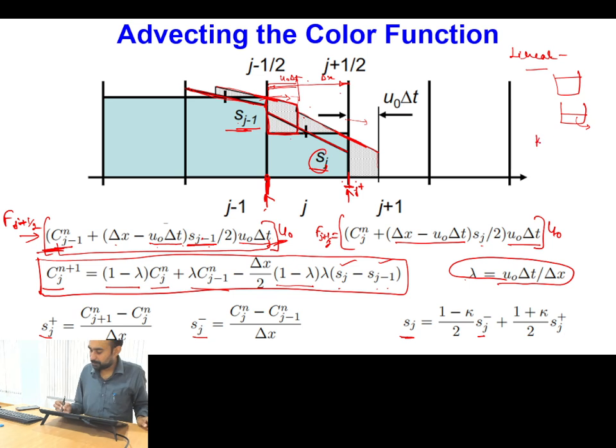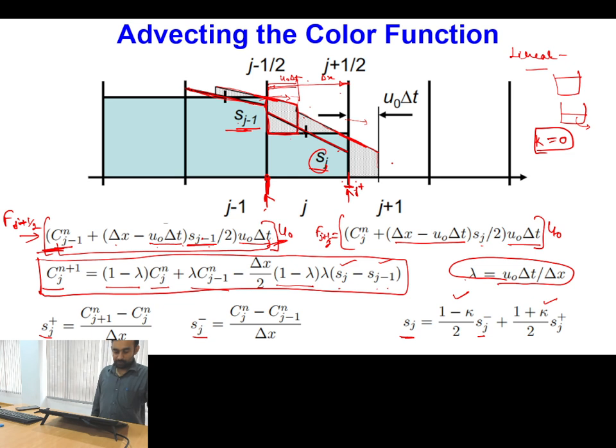So when my kappa is equal to 0, I will be giving equal weightage to the right face and the left face, and my slope at the center will be nothing but the average of the slopes at the cell boundaries. But if I take value of kappa less than 0, then I will be giving more weightage to the previous cell. If I take value of kappa greater than 0, then I will be giving the weightage to the rightward cell. Is this point clear?